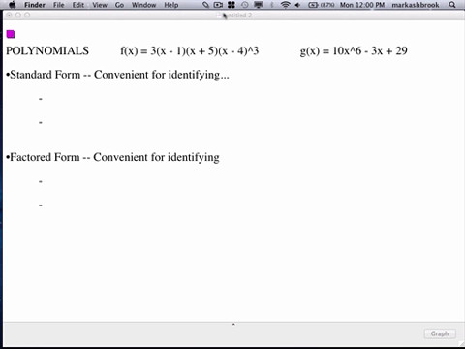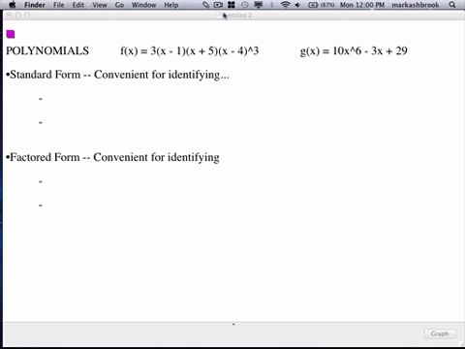We're doing polynomials. This is all stuff that's on the exam Thursday. So let's just review from last time. We've got standard form and factored form, and each has its advantages. In terms of creating a graph or analyzing the function, the covariation, they each have advantages.